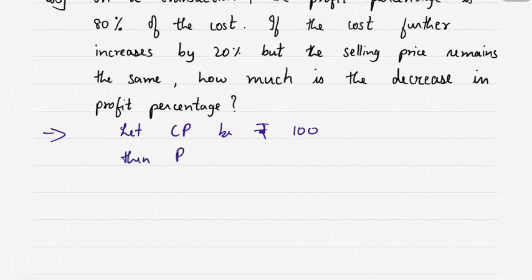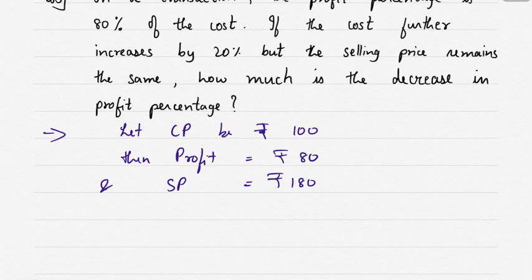Then profit will be equal to 80. The profit percent is 80% of cost. Correct? So if cost price is 100, then profit will be 80. So in this case, selling price will be 180. Right?